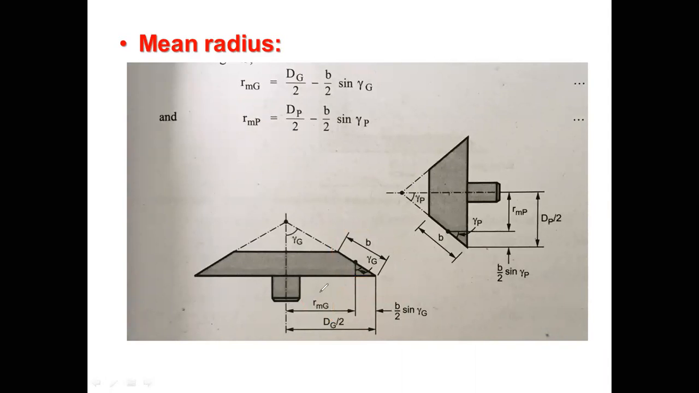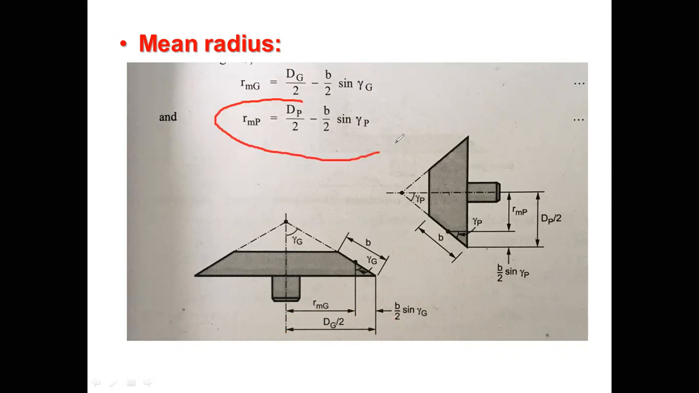See once again, we have to calculate the mean radius for a gear. We have to calculate this much distance. How can we calculate this? We know that this total distance is dg by 2, and if we subtract this term from dg by 2, we will get the mean radius of the gear. Therefore, remember that the formula for the mean radius of the gear is dg by 2 minus b by 2 into sine of gamma g.